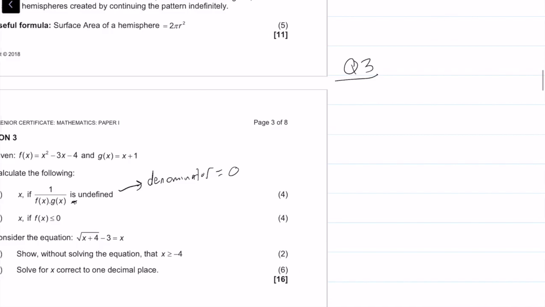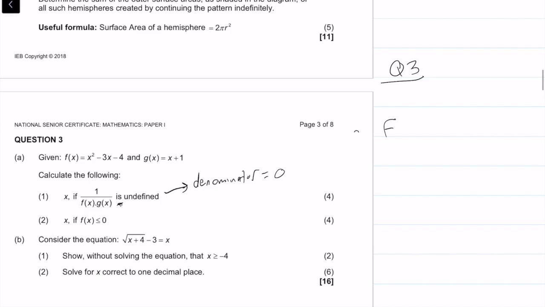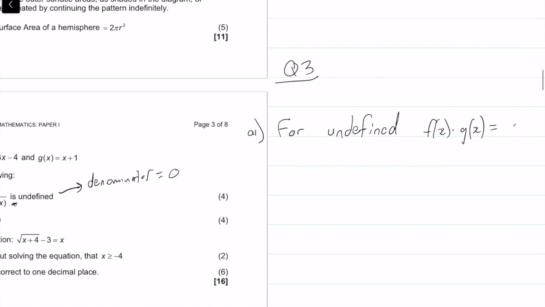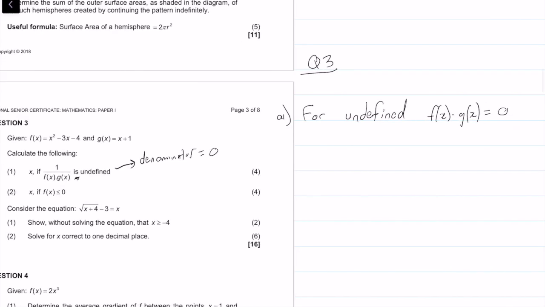So what we do is we're going to say that for undefined, so we can say this is question A1, f of x times g of x must be equal to 0. And we know that f of x is x squared minus 3x minus 4, so we can say therefore, and then x plus 1 is equal to 0.